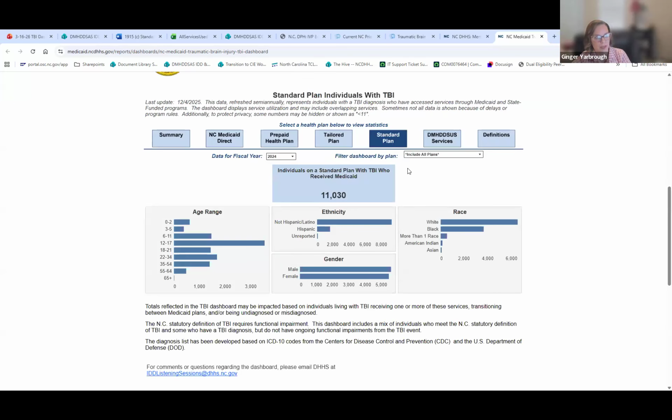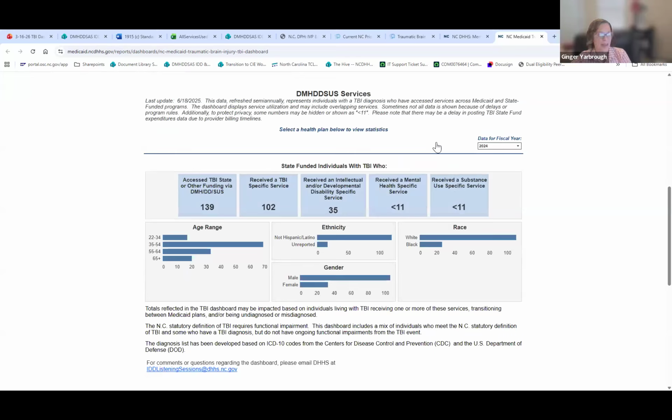The standard plans, I find this one really interesting because when you look at the summary page, there's 16,700 individuals with TBI on Medicaid, and 11,000 of those are on a standard plan. And I'll explain later why I find that interesting and how it helps inform some of our work that we're doing. And just like all the other ones, you can actually choose one of your standard plans and see how their numbers break down as well. And then you go back to all plans.